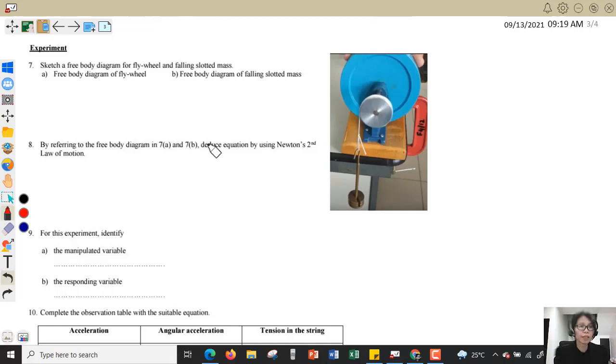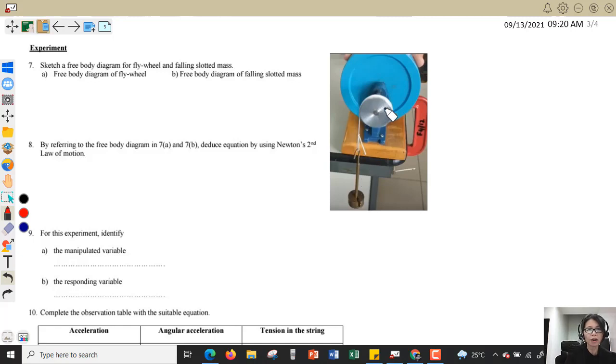Alright, now we continue to answer questions 7 until 14 based on the instructional video we watched just now about the theory and also the procedure. So, question 7, sketch a free body diagram for the flywheel and falling slotted mass. We are going to attach the string around the axle of the flywheel, and then at the end of the string, we are going to connect the slotted mass.